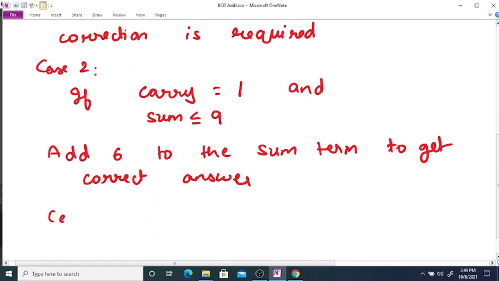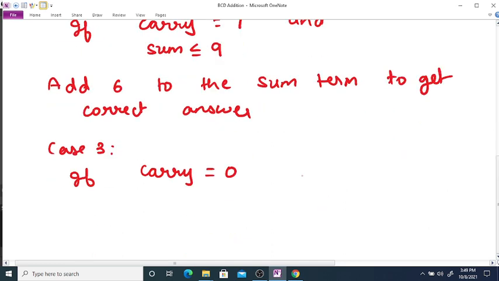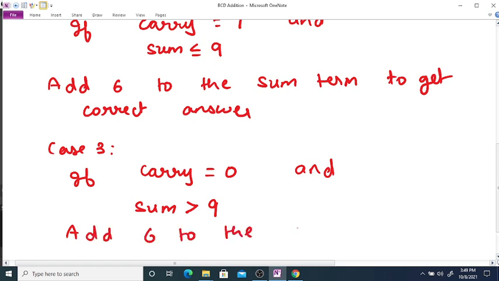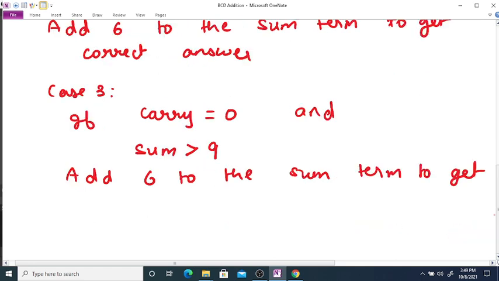The third case arises if there is no carry from one group to the next group, that is carry is 0, and the sum term is greater than 9, then add 6 to the sum term to get the correct answer. We will see an example.